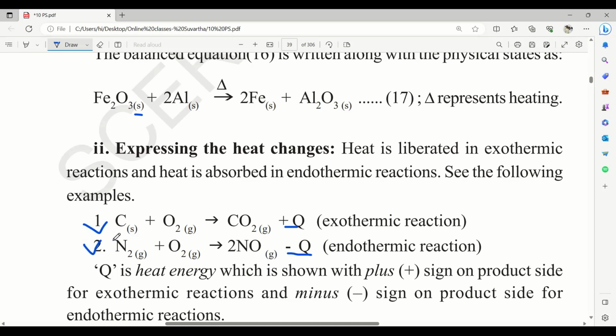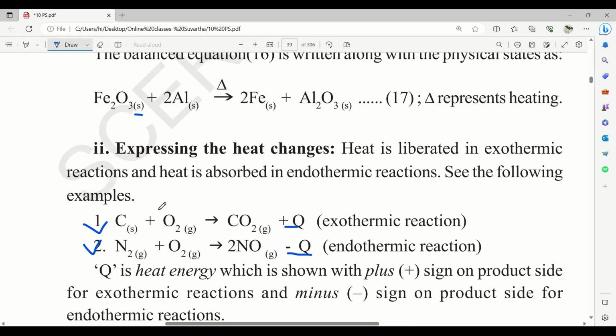These two examples are very important for us to know as supporting examples to write in the examination for exothermic and endothermic. You can write any other reaction, but if we want to remember it easily, these are the two equations that you can remember and write down. Carbon and oxygen: see here, oxygen is in a gaseous state. We have understood that by writing this particular annotation here. G tells that it is in a gaseous state. What is the product obtained? It is carbon dioxide, which is also in the gaseous state.